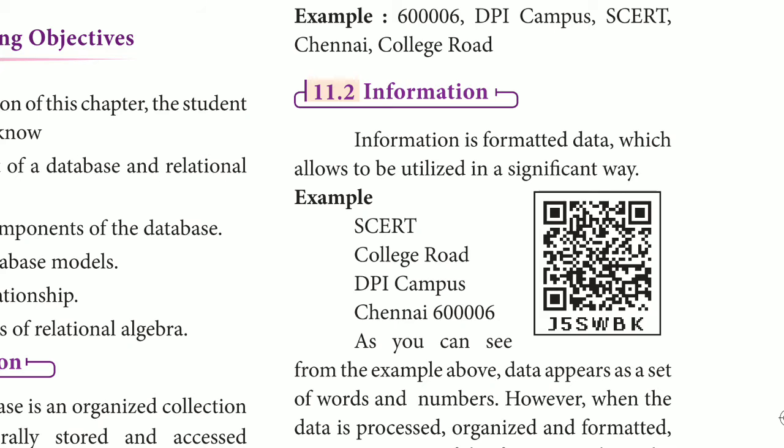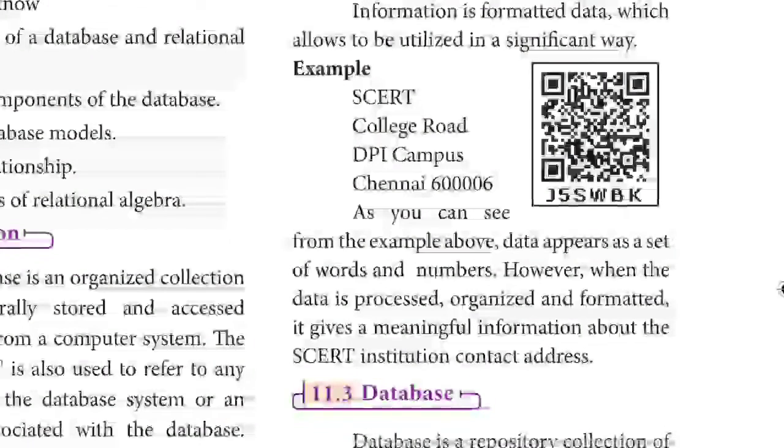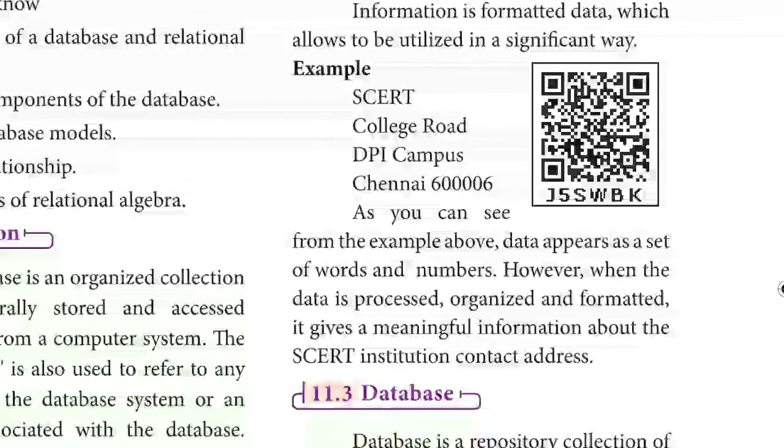As you can see from the example above, data appears as a set of words and numbers. However, when the data is processed, organized, and formatted, it gives meaningful information about the institution's contact address. SCERT is a state textbook corporation. So that is the address of this place.